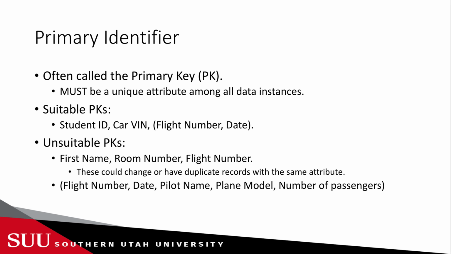Now, is this a good key? Flight number, date, pilot name, plane model, number of passengers. If I combine all of those, I will not get the same key. But the problem with this is it's very long. I only need the first two parts, which is going to give me a unique identifier, and I don't need the rest of the parts. And that is why this is not a suitable primary key.